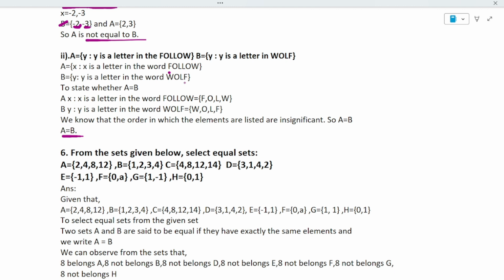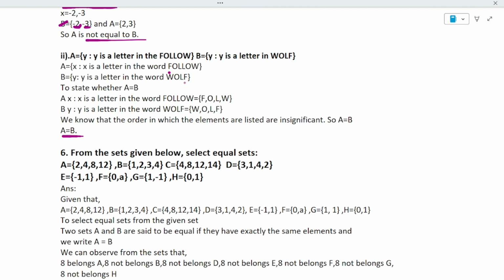Now let's see the sixth question, that is from the sets given below, select equal sets. We have to select the sets which are equal. Now let's see first how to do this question. They have given up to H set. Now let's see the first set, that is A is equal to 2, 4, 8, 12, B is equal to 1, 2, 3, 4, and C is equal to 4, 8, 12, 14, D is equal to 3, 1, 4, 2, E is equal to minus 1 and 1, F is equal to 0, comma A, G is equal to 1, comma minus 1, H is equal to 0, comma 1.